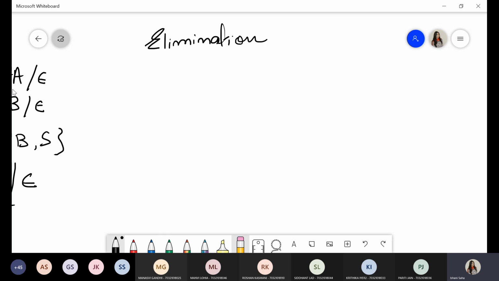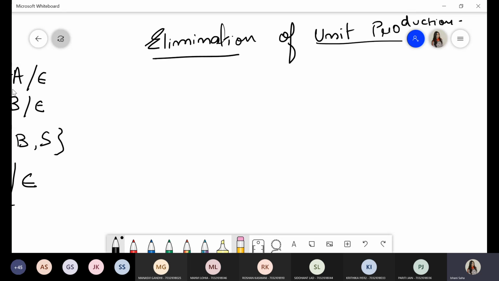elimination of unit production. So now you all know what is unit production. When a single non-terminal is generating another single non-terminal, that is referred to as unit production. So that we have to remove. I'll take one example, and here you don't have to form any null set, nothing. It's very simple. You just have to check what the unit productions are and then replace them with the production of the right hand side. I'm just directly taking a question because as such there are no steps for that, and Siddhant has already told what is to be done.